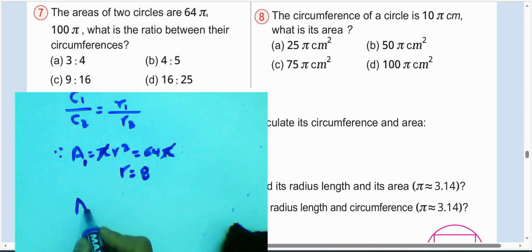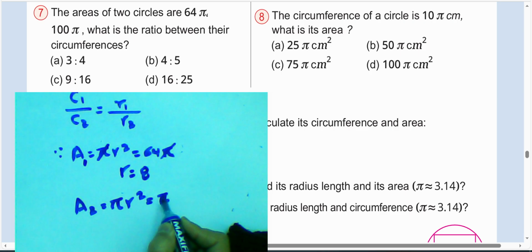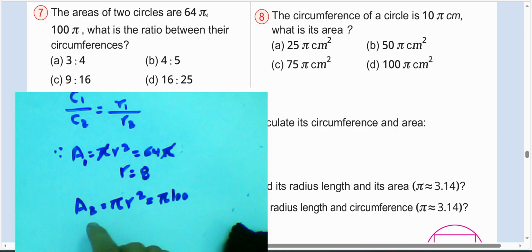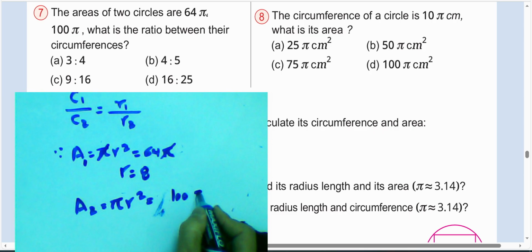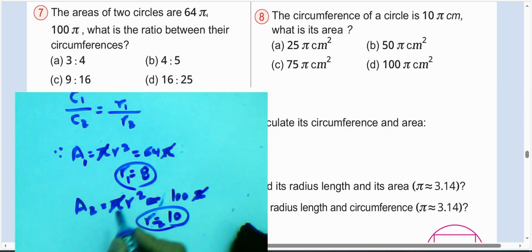And area 2 is pi r power 2. He gave me area 2 as 100 pi. Okay, 100 pi. You can cancel pi by pi, then the radius is the square root of 100, which will be 10. We have radius 2 and then radius 1.